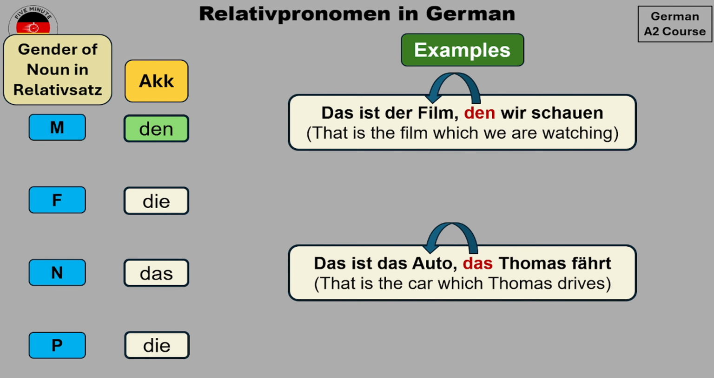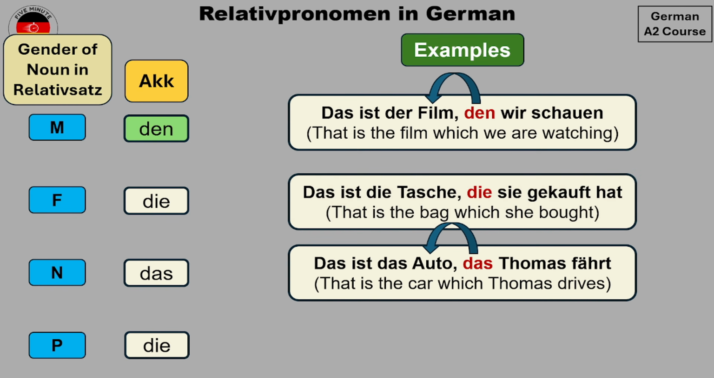An example for the feminine case can be, Das ist die Tasche, die sie gekauft hat. That is the bag which she bought. So again, you see that since we are referring to die Tasche, that's why we have used the feminine relative pronoun over here. And you see that in this example, the Relativsatz is written in the perfect form. That's why we have the helping verb, which is hat, at the last position.